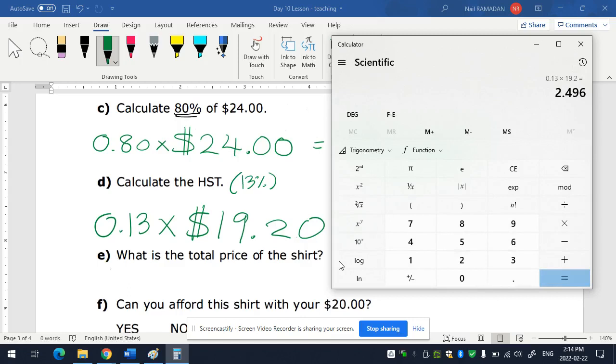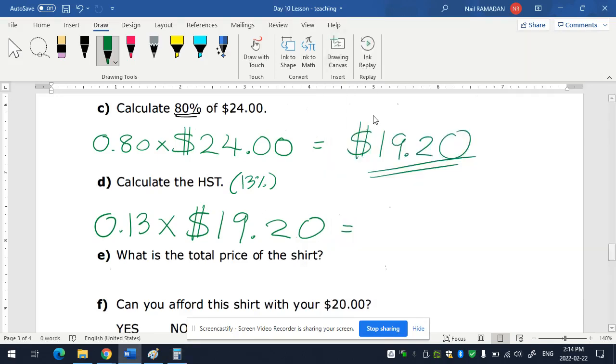So if you round 249.6, would that stay at 249 or go up to 250? 250, because this 6 right here is going to bump the 49 to a 50. So $2.50, which finally means how much money must you have on you to finish this transaction?